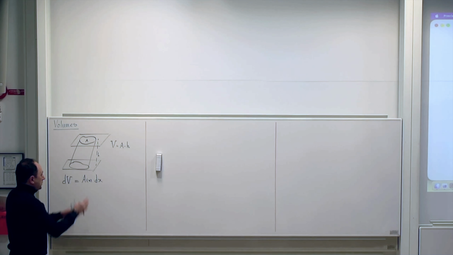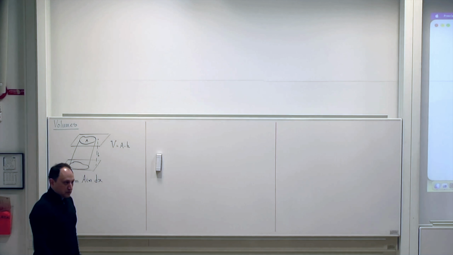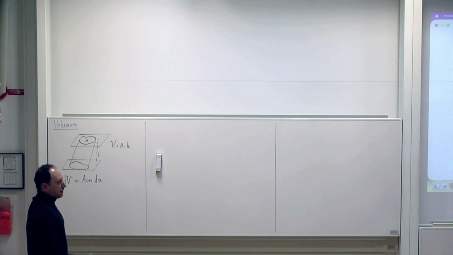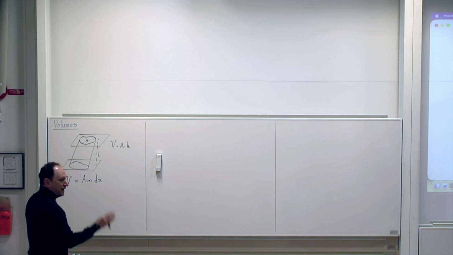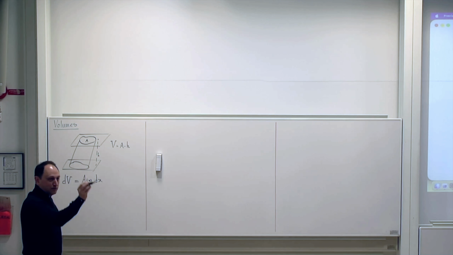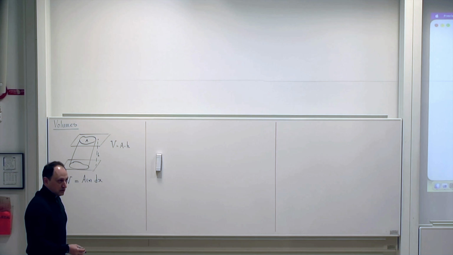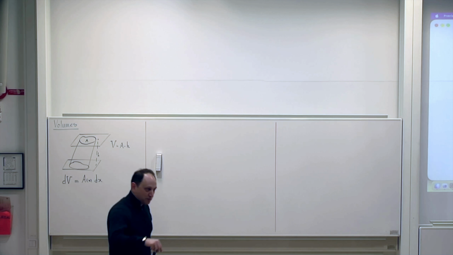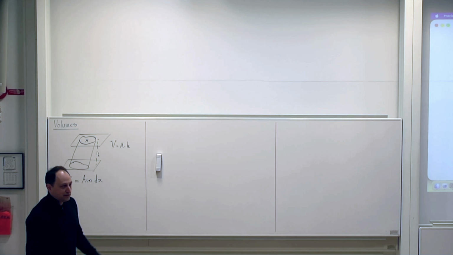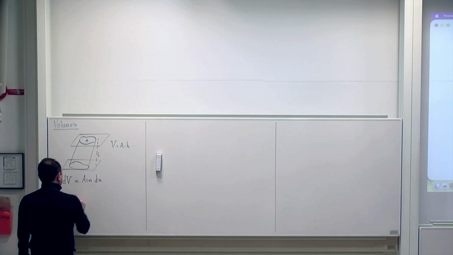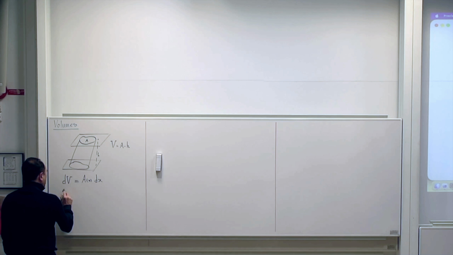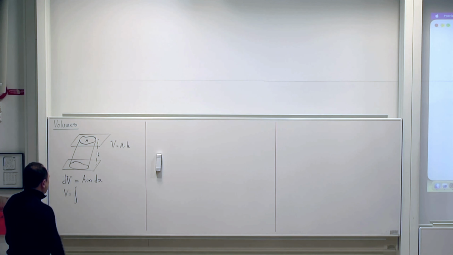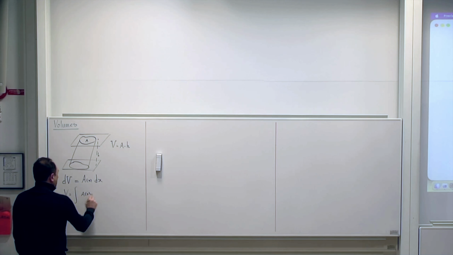Okay, and then I want to add up these volumes. How many of these thin slices do we have? Infinitely many. If we have finitely many, we add them using sigma. But if we have infinitely many of them, we still want to add them. We still add them, but not using a sigma. We add them using an integral. So this means that the volume I am looking for is the integral of this expression, A(x) dx.